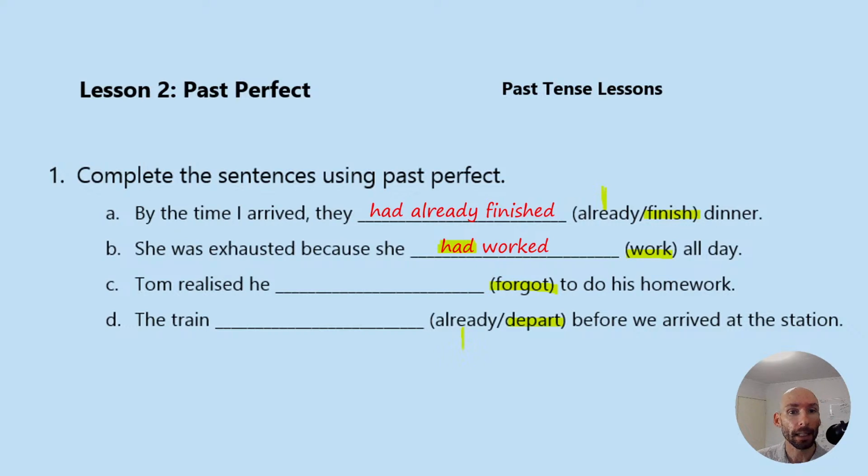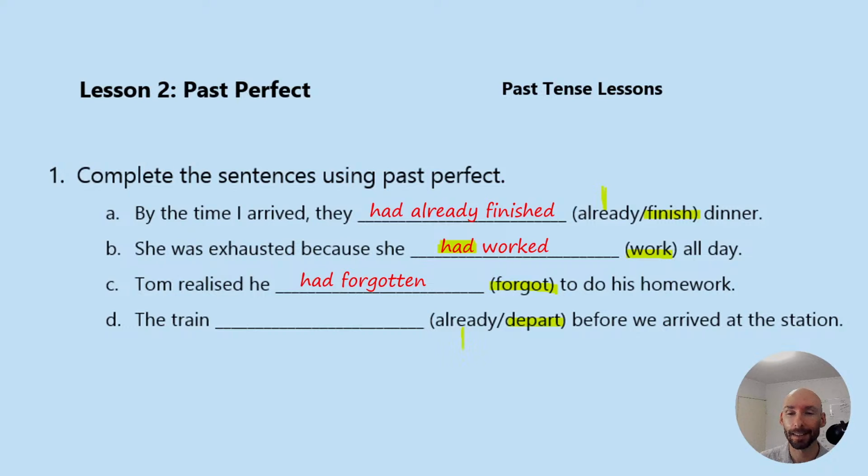Tom realized now we've got forgot here, perhaps that should say forget, which would be the base verb. Tom realized we need the past participle. So the past form is forgot. The past participle is forgotten. That's an irregular verb. Tom realized he had forgotten to do his homework.